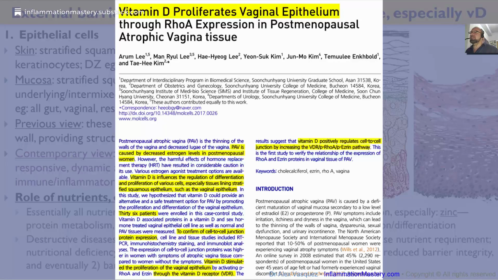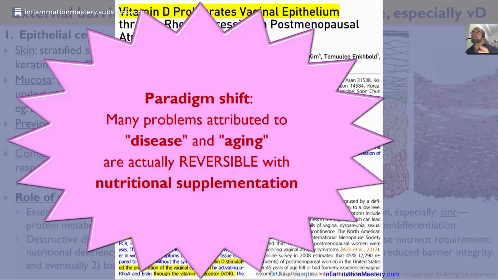In this article from 2017, we see that vitamin D helps proliferate vaginal epithelium in postmenopausal atrophic vaginal tissue. So I'll start here, as I usually do, by looking at some of the highlights from this article, talking about postmenopausal vaginal atrophy. This is typically thought of as being caused by reduced estrogen levels in postmenopausal women, but what they start to do in this article is shift that paradigm and say, hey, maybe it's not just estrogen deficiency, but maybe it's also vitamin D deficiency.